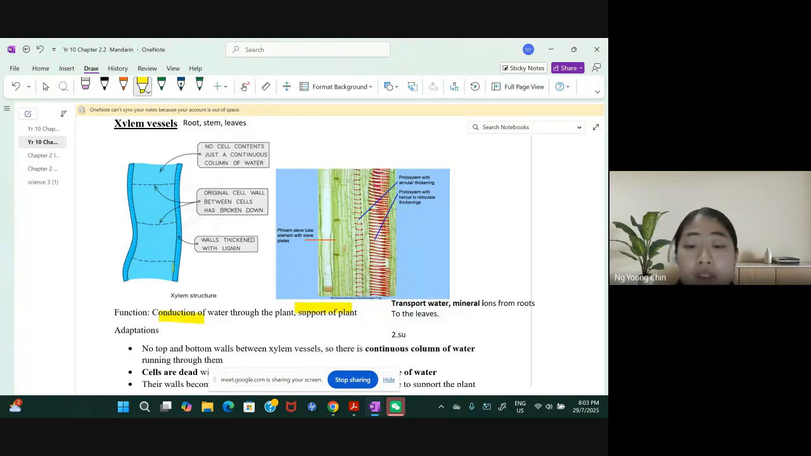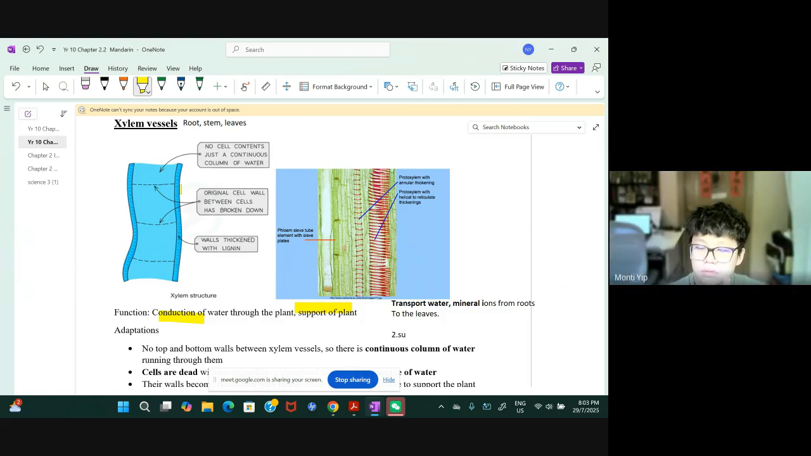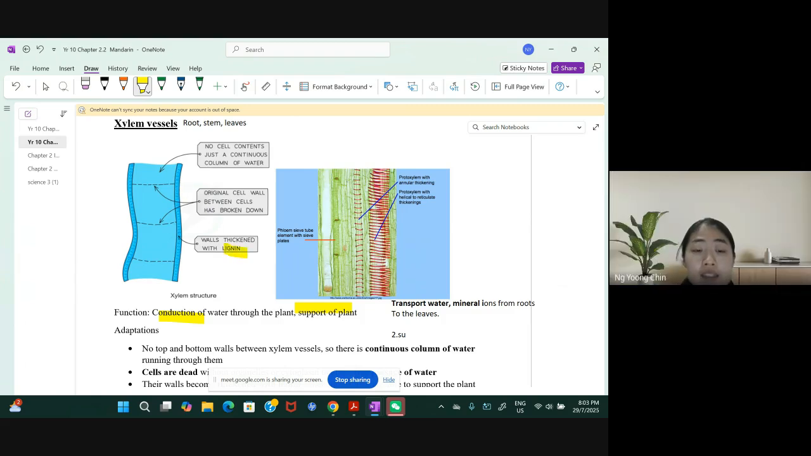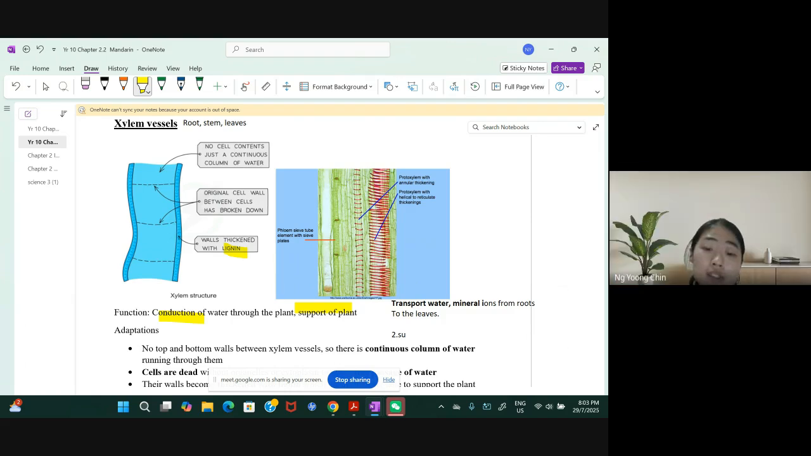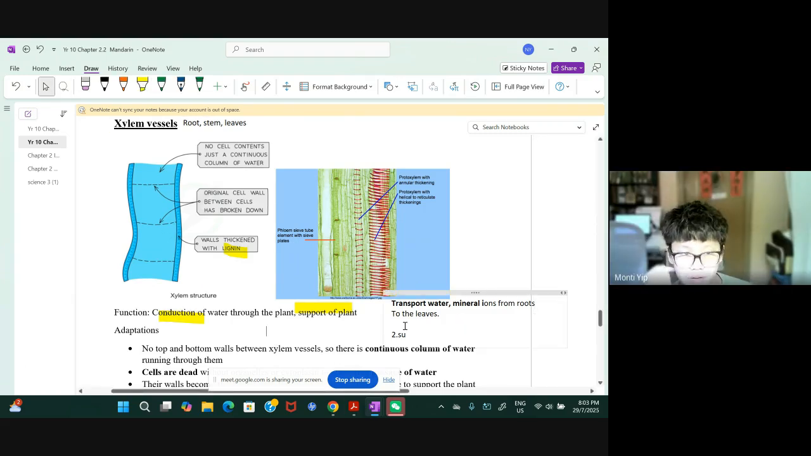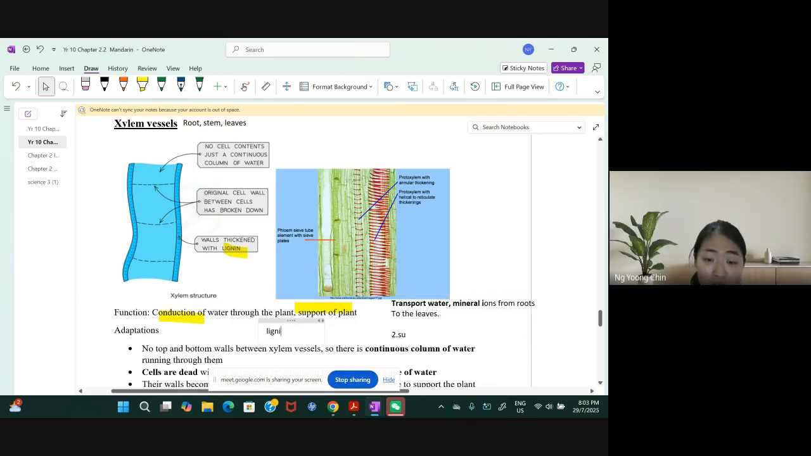So how are they able to support a plant? It's because inside the xylem, they have a very hard structure. We call it lignin. See, this is lignin. This lignin is a very hard structure, so they can provide support. They can support due to the lignin. We call it a lignified wall.